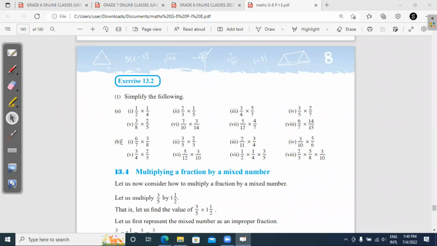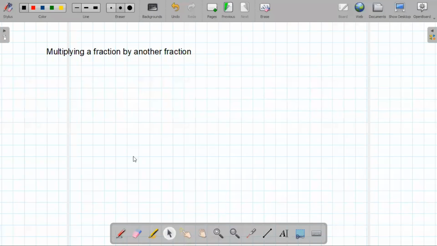I'm going to discuss the first one from part A, then the sixth one from part A, and the last question from part B. So the first one is 1 over 2 into 1 over 4. Example number 1: 1 over 2 into 1 over 4.